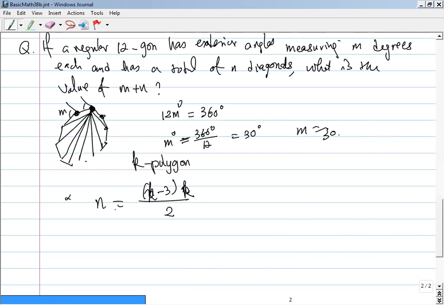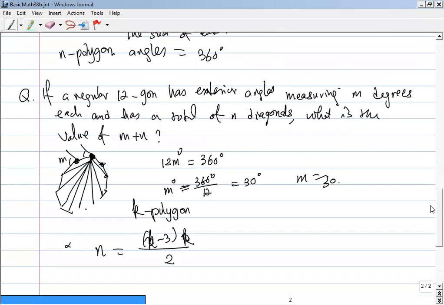You totally lost? Okay. We have to derive the formula for the number of diagonals.